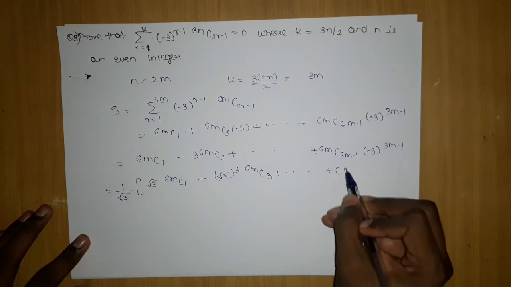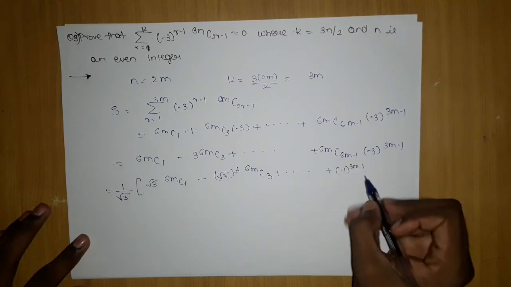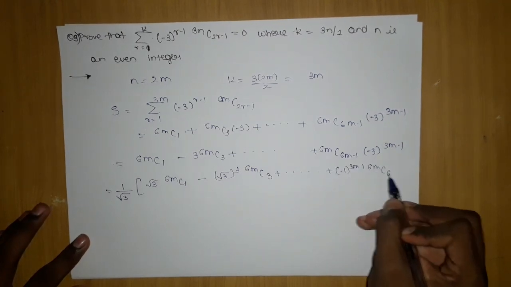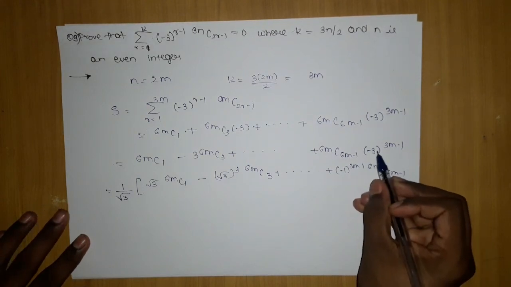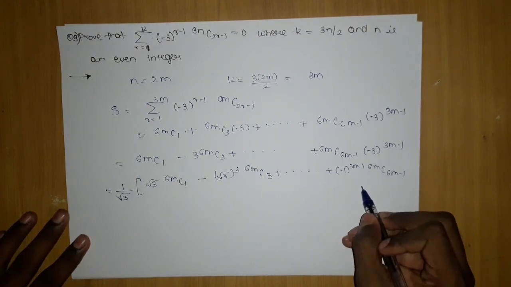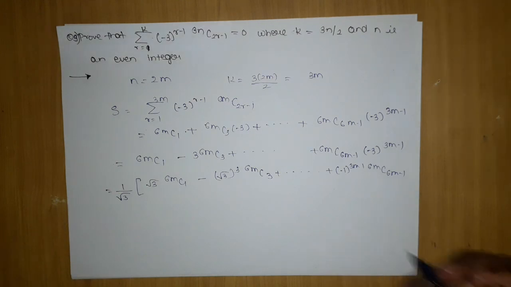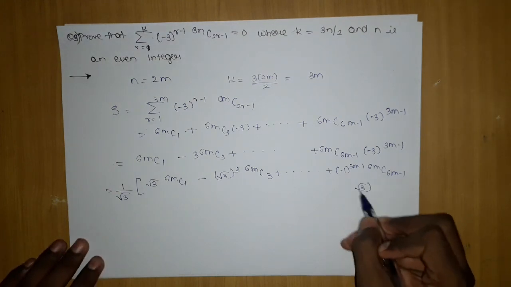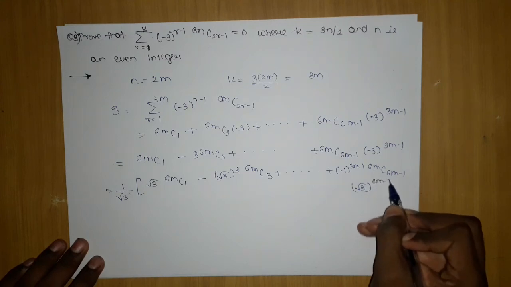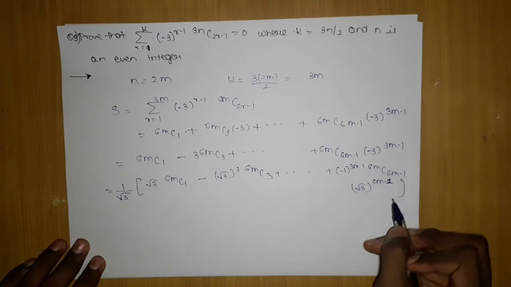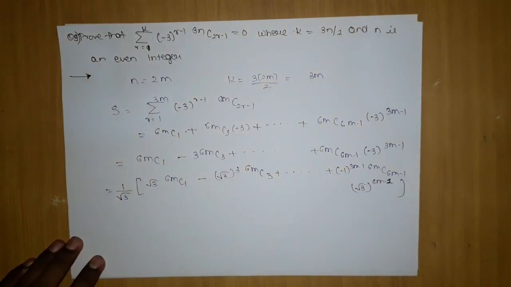Plus -1 power 3m -1, right? 6m -1. Now this 3 I can write as root 3 power 2, because root 3 into root 3 will give me 3, so it will be root 3 power 6m -2, and when one more root 3 is multiplied it will reduce to 6m -1. So this is the thing which we are getting finally.